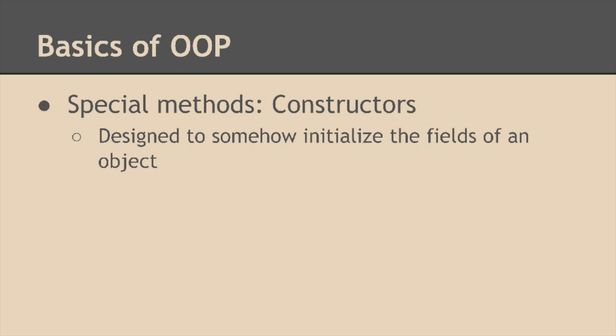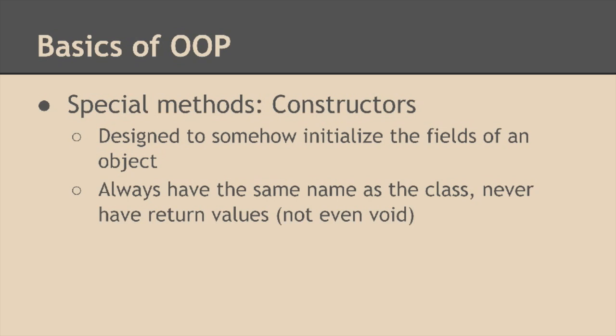First of all, it's important to remember that constructors are designed to initialize the fields of an object. Their purpose is to set values in those objects that make sense for how we're going to use the object. When we write classes, we'll find that constructors always have to have the same name as the class, and they never have return values, not even void. So in the next video, when we write constructors, we'll illustrate that in Processing.